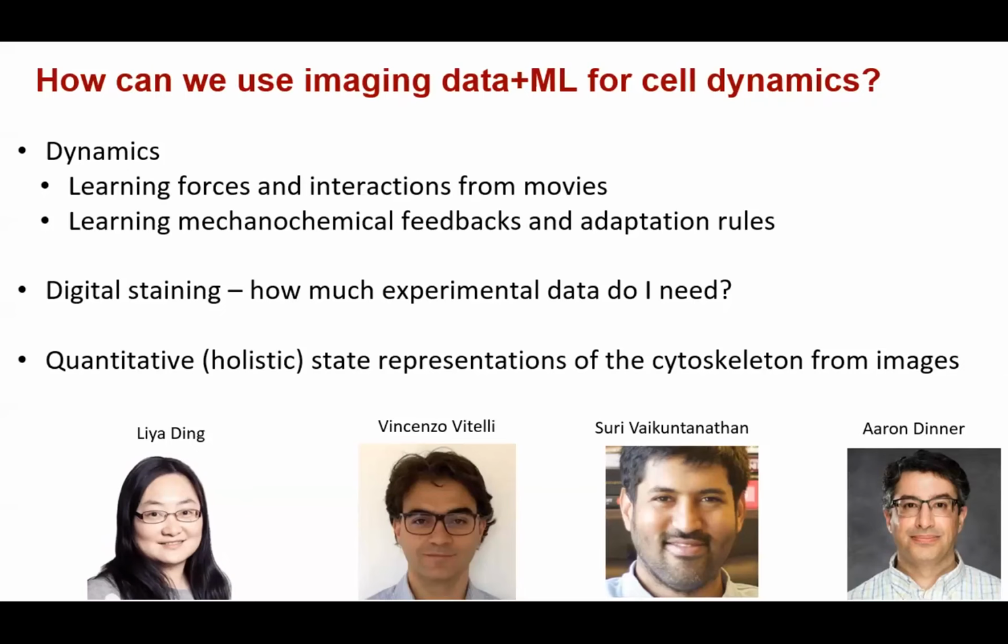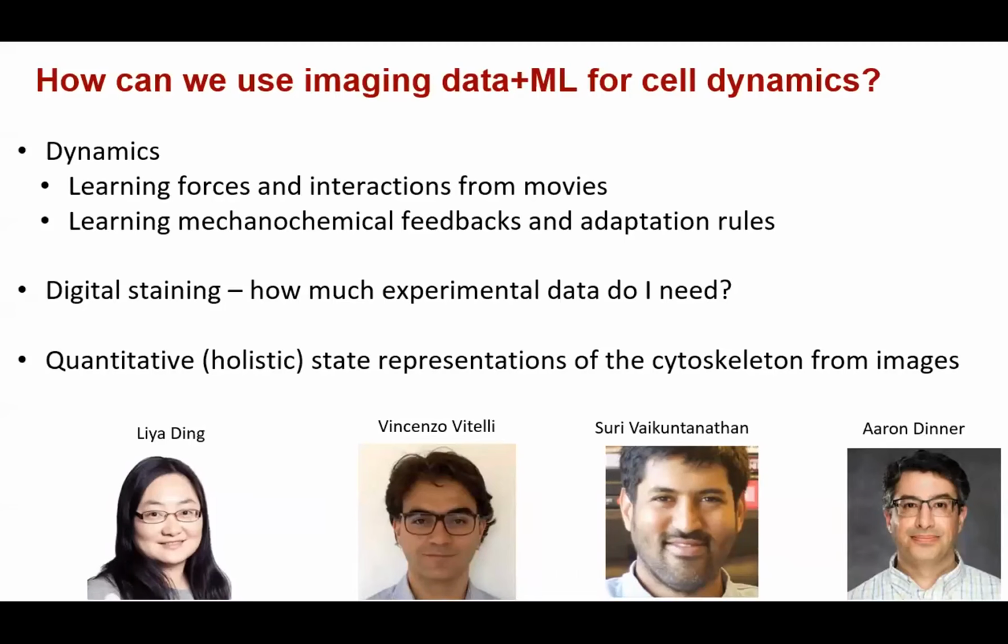Okay, so I'm going to give one to two slides of projects that are ongoing and how we're thinking about this. First is really going to dynamics, right? All I showed you was statics, going between two different fields. So how do we learn interactions and forces from movies? How do we actually use that to then learn mechanochemical feedbacks and adaptation rules that occur over time or that are force responsive? Something I won't talk about, but this general idea of digital staining, is interesting for me as an experimentalist because it affects how much data I need to collect, what type of data, and what I can learn from that data.